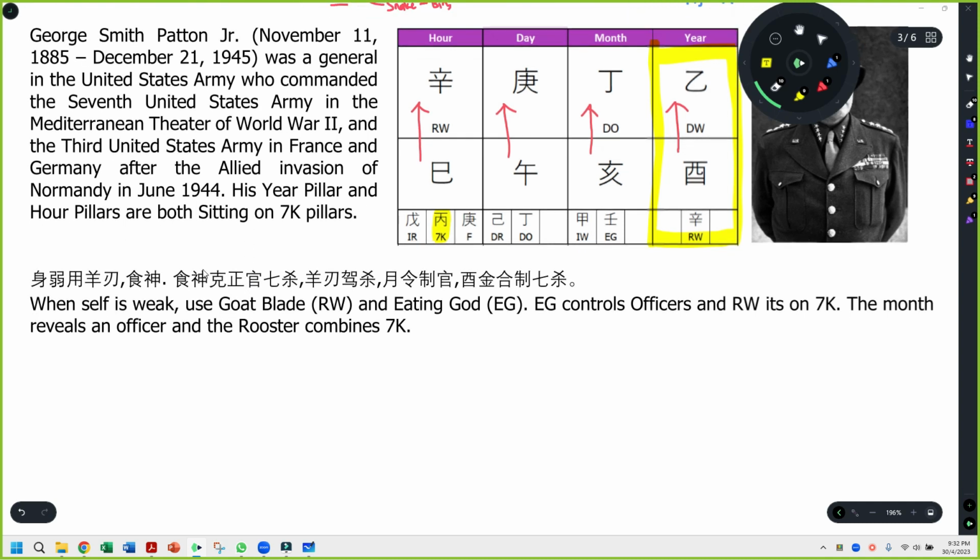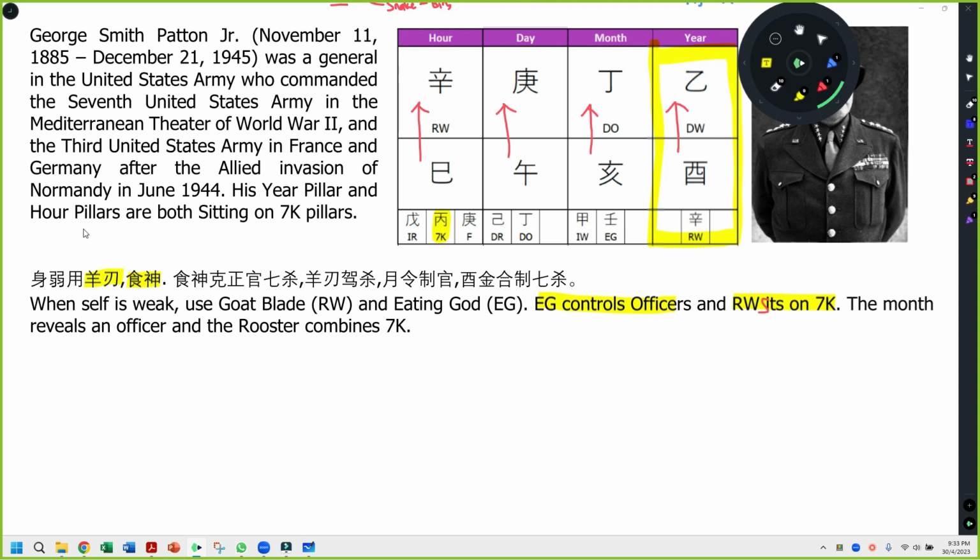This is where the author put that when the self is weak, what is useful for you to use is the element of goat blade and the element of eating god. These are the two useful ones because eating god will control the officers, and Rockwealth is the goat blade that will be on its 7K itself. It sits on the 7.